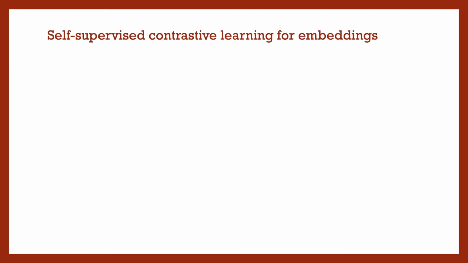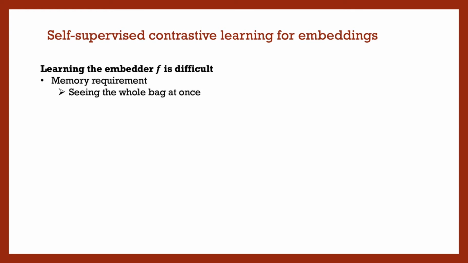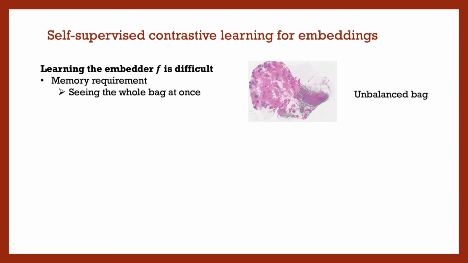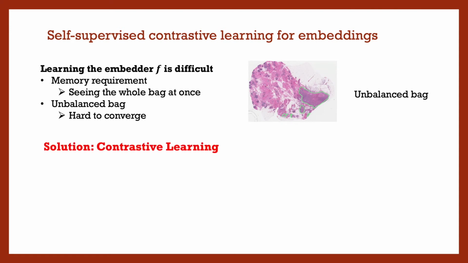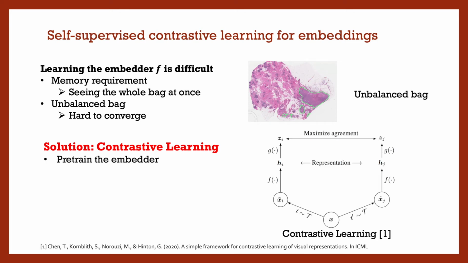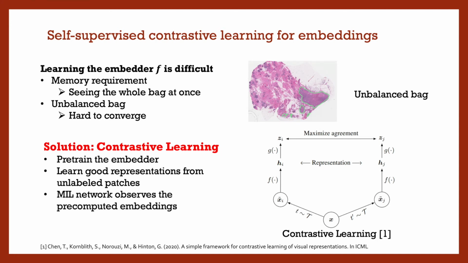Training the multiple instance learning network and the embedding network end-to-end could be difficult because of the prohibitive memory requirement of big bags and the existence of unbalanced bags, where a positive bag only contains a small number of positive instances. Therefore, we propose to use self-supervised contrastive learning to pre-train the embedding network. This allows good representations to be learned from a large number of unlabeled patches and reduces the memory requirement for big bags by pre-computing the embeddings of the patches.